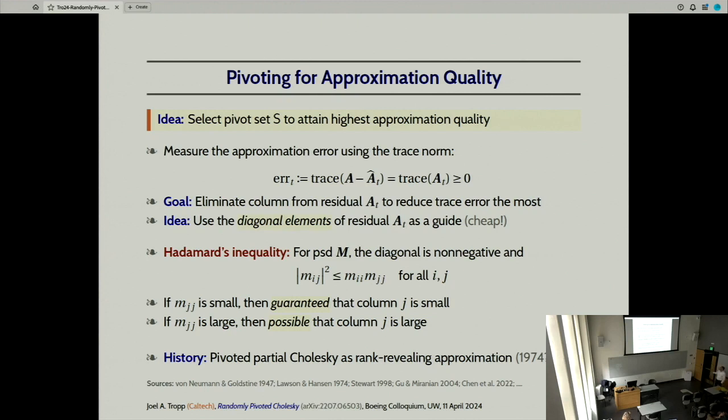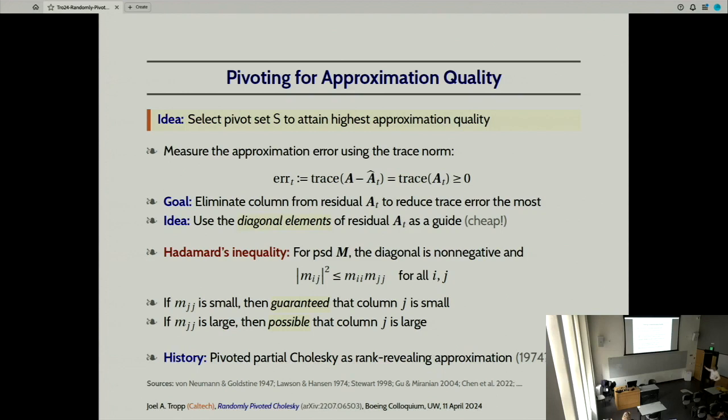This is just to suggest that the idea of using Cholesky's method to produce a matrix approximation is already quite established. Okay, so we're going to measure the approximation error in the trace norm. So the trace of the matrix A minus the approximation, which is equivalent to the trace of the residual. And because these are both positive semi-definite matrices, the trace has to be positive. So it's a reasonable way to measure the error.